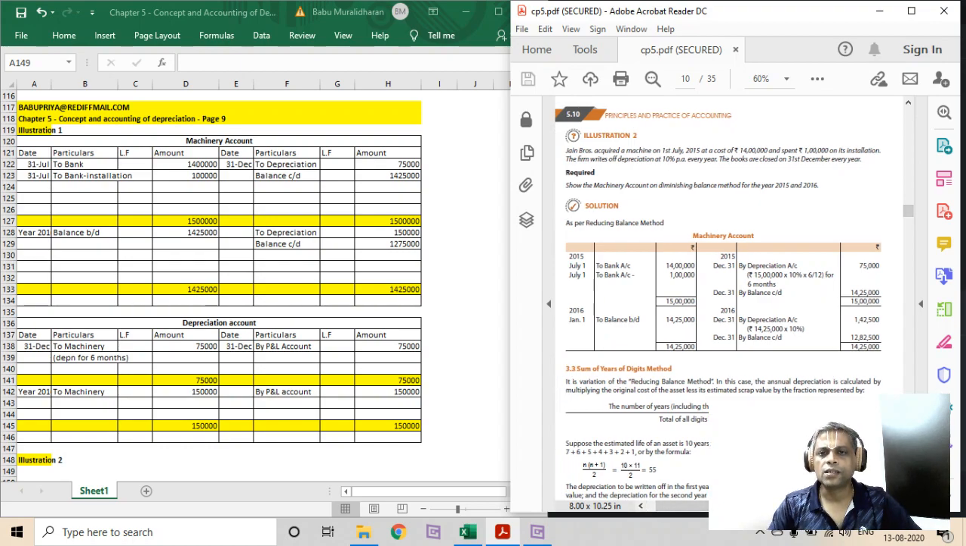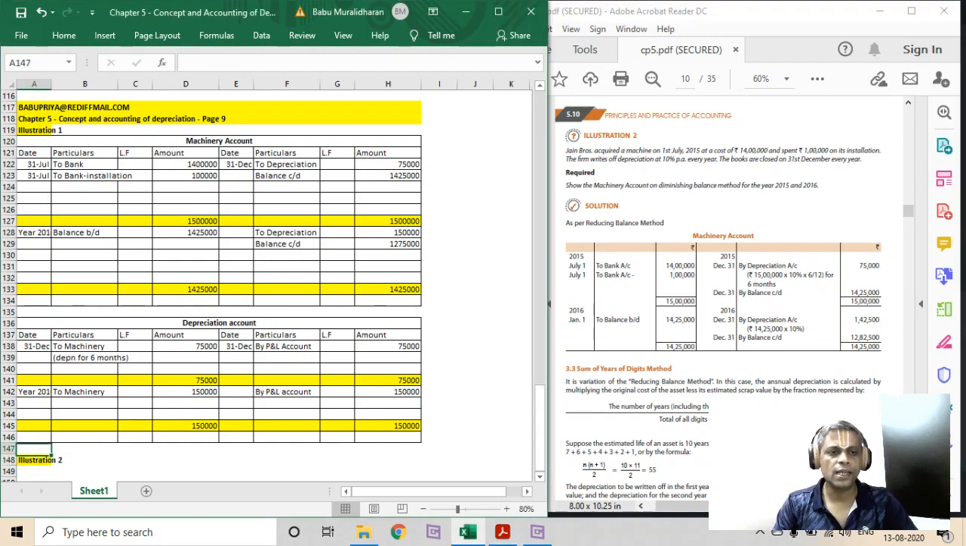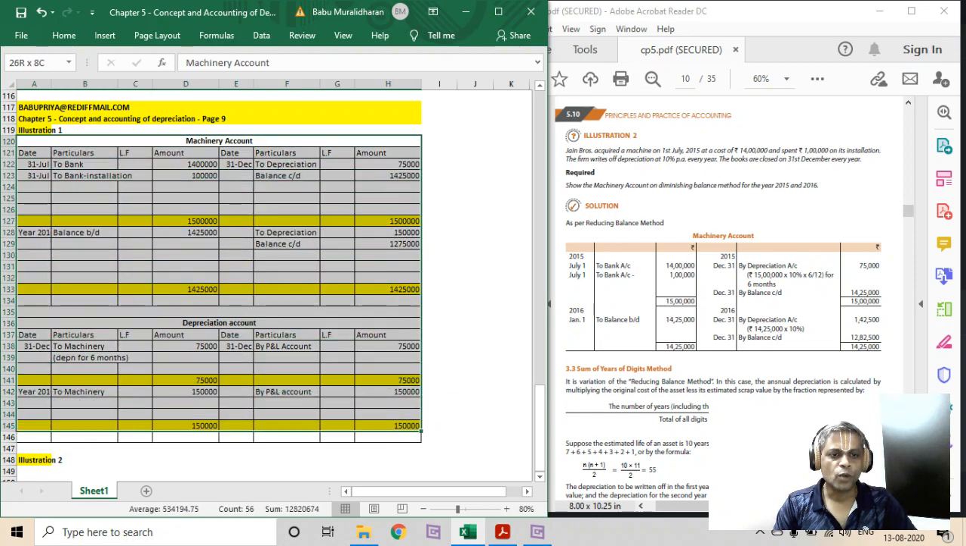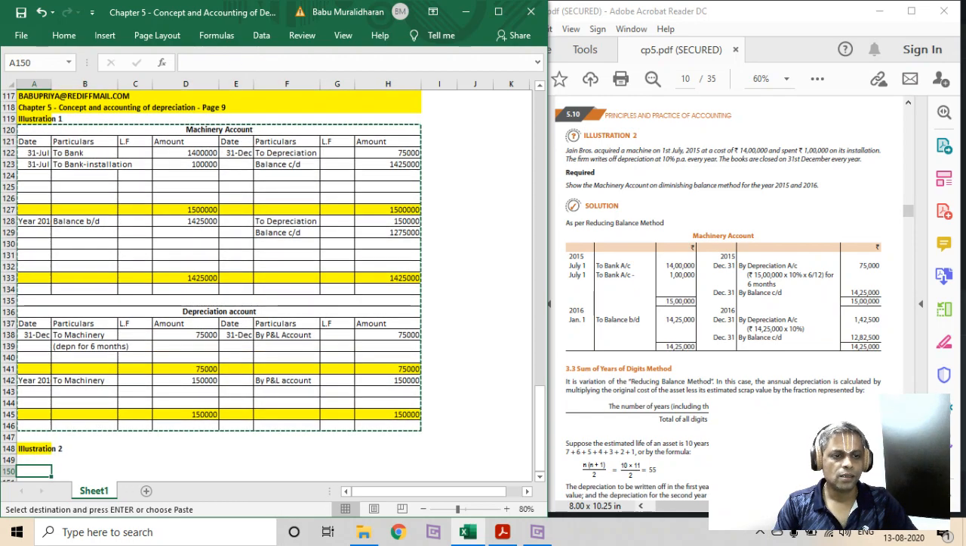So Jain Brothers acquired a machine on 1st July at a cost of 14 lakhs and 1 lakh on its installation. The firm writes off depreciation at 10% per annum. The books are closed on 31st December. Same question, but we are going to try it with the diminishing balance method. So I'm copying the same format here.